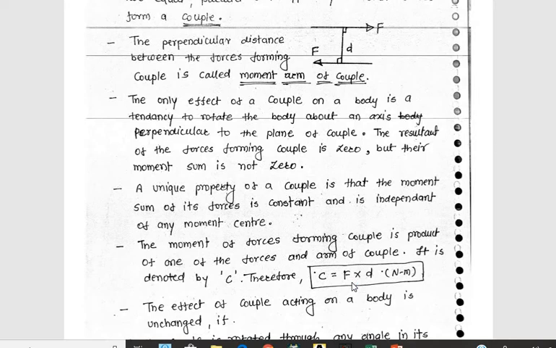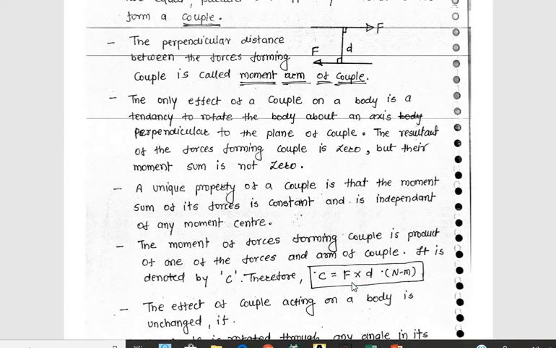But for a moment, a single force is required, whereas for a couple, we need two forces to create it. And the basic difference is that a couple is a free vector and a moment is a fixed vector, because for a moment we are taking a particular point, and a couple you can shift anywhere in the problem. That is the basic difference.